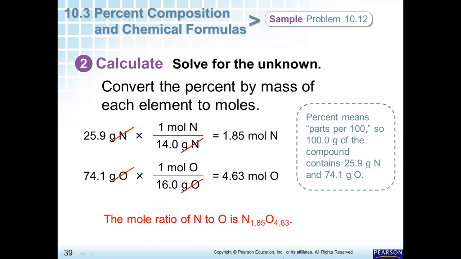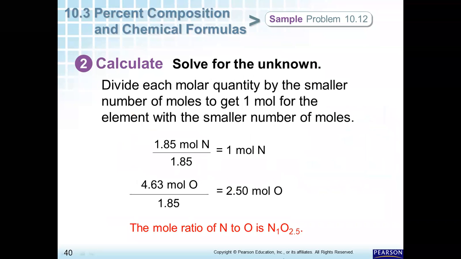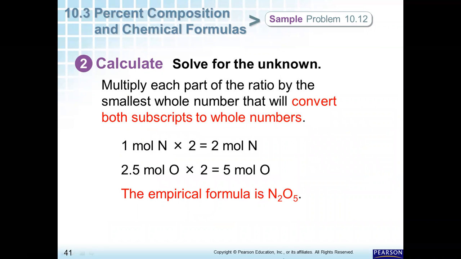When you divide them by 2, now they became like this, but this does not work. We have to divide by the lowest. This is 1 mole, this is 2.5. Then my empirical formula is going to be N1 O2.5. Is that right? Multiply this by 2, multiply that by 2, what does it become? N2O5. This is the empirical formula for this compound.